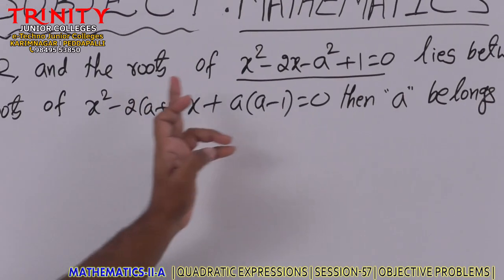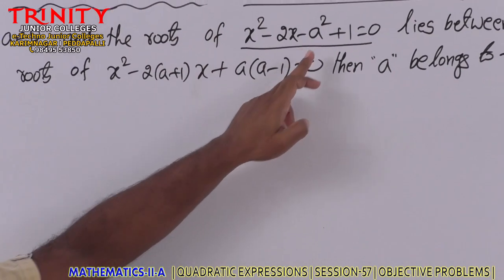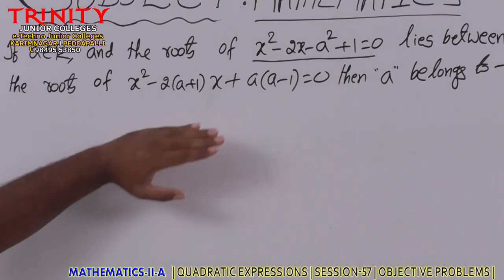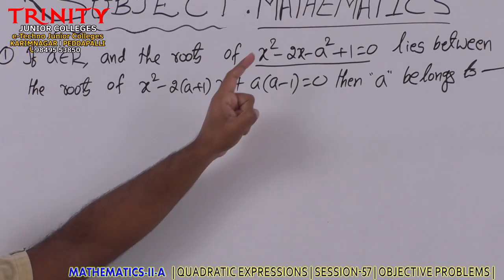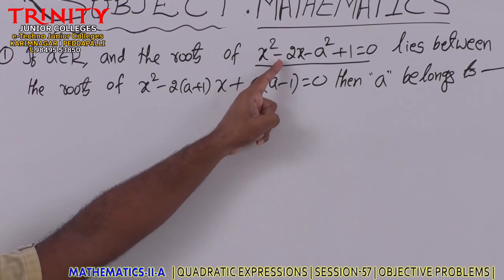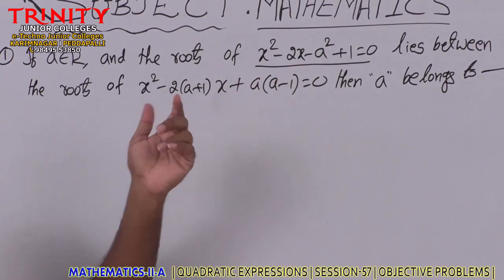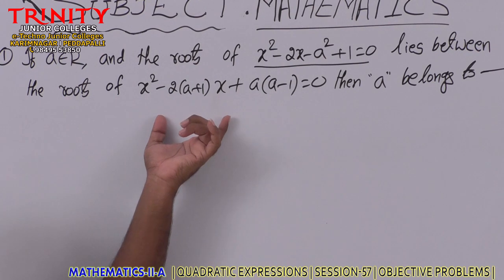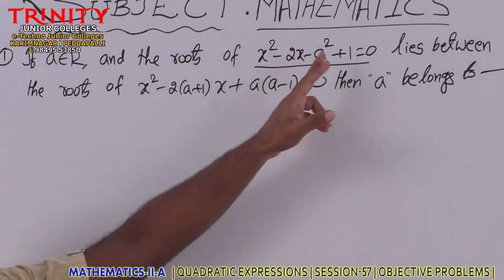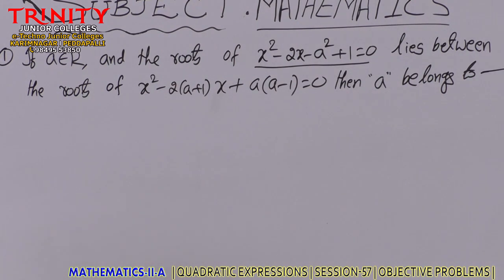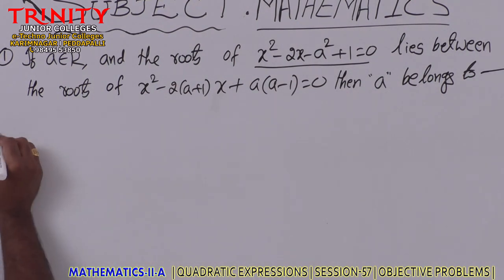See, the roots of this quadratic equation lie between the roots of this quadratic equation. Therefore, the roots of this quadratic equation first we have to find, and the roots of that quadratic equation lie between this one. Means to get the value of a, first we have to calculate what are the roots of the first quadratic equation.